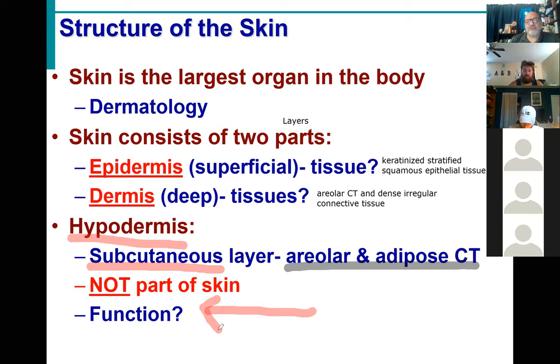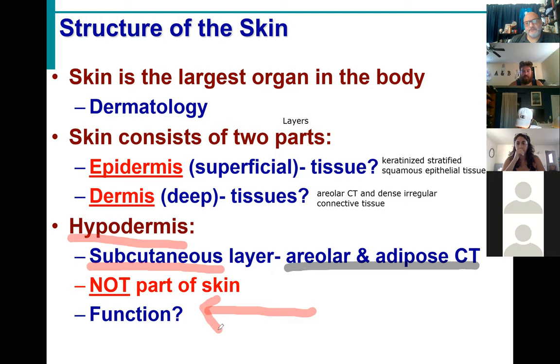It provides some insulation. One of the things that you notice with people when they have massive weight loss is they tend to get very, very cold because they've lost that insulative layer. What else? Energy. It's stored energy. Absolutely. Triglycerides have lots of covalent bonds that can be broken. And what else?